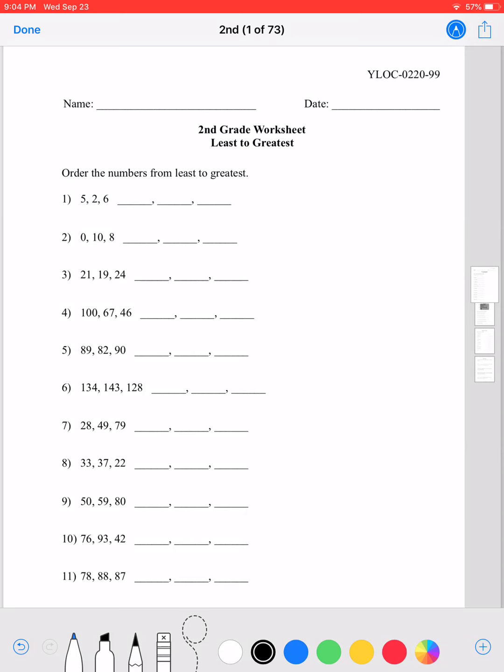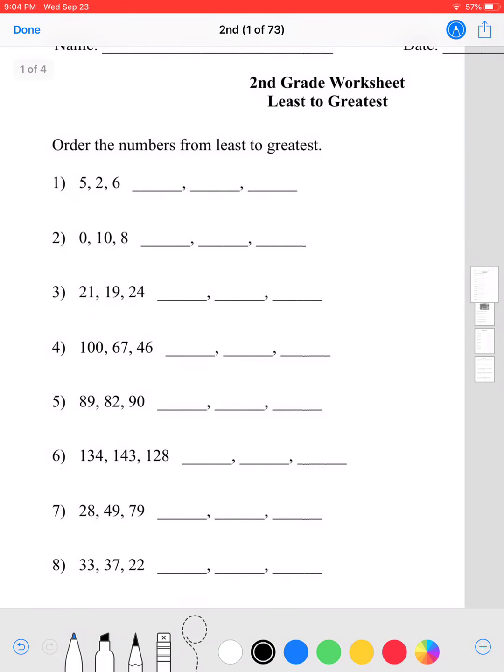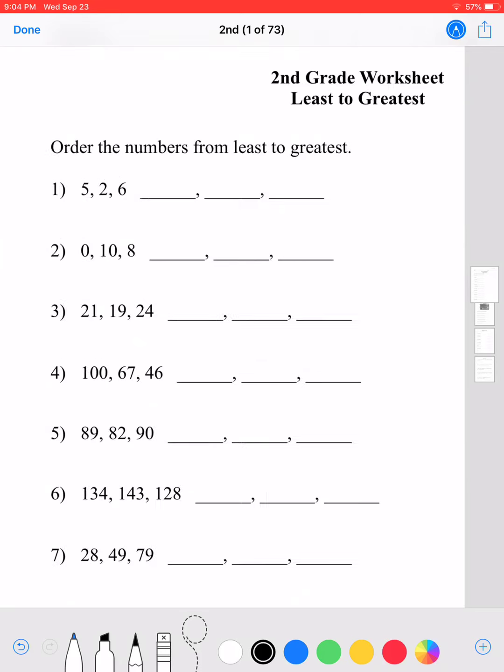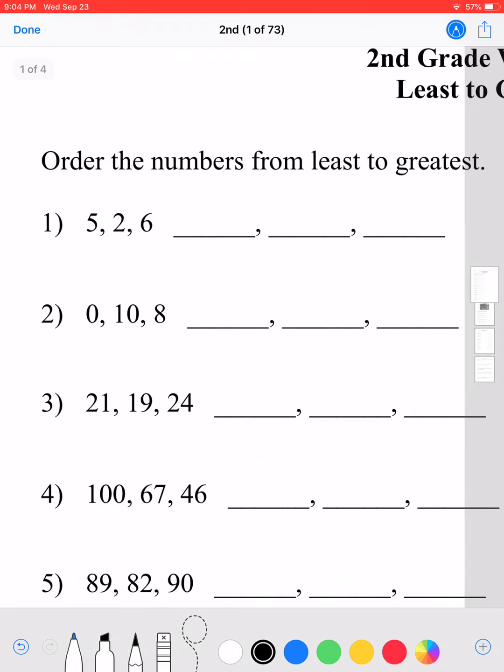So our first topic is least to greatest. We're going to be ordering the numbers given to us from the least number to the greatest number, so smallest to biggest. So we'll start with number 1 here. We have the numbers 5, 2, and 6. So we're going to start with the smallest number. Which one is the smallest out of these three?